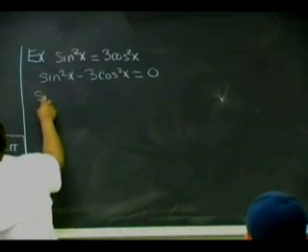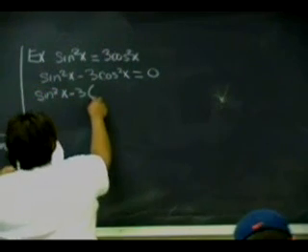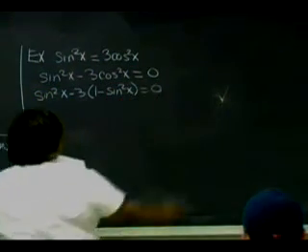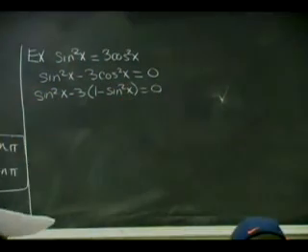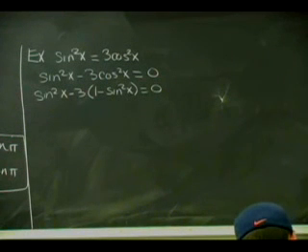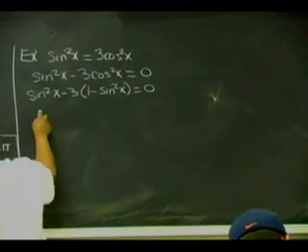I can replace cosine squared x with what? 1 minus sine squared x, one of the Pythagorean identities, right? I could have chosen to convert this to cosine. It would not have mattered, okay? Would not have mattered.